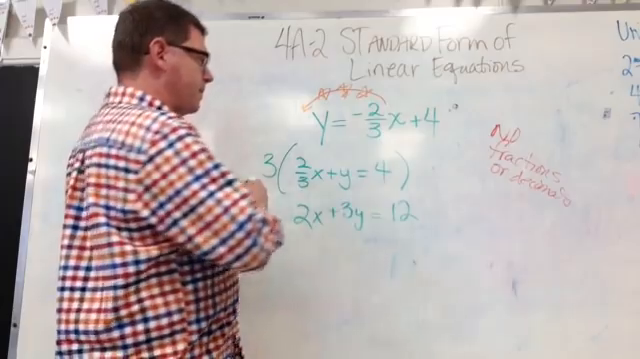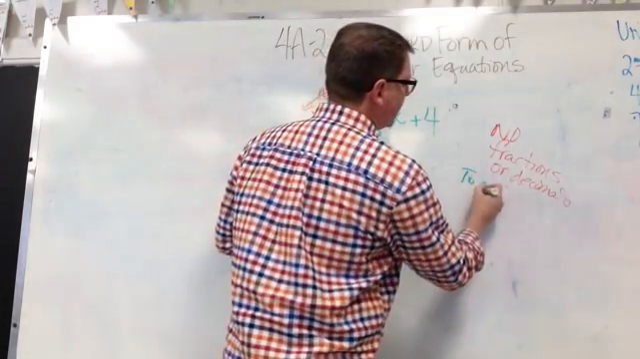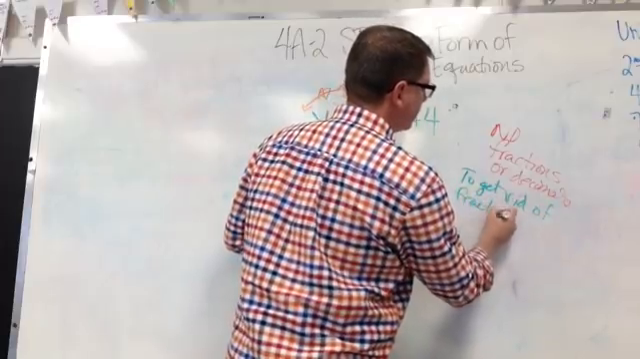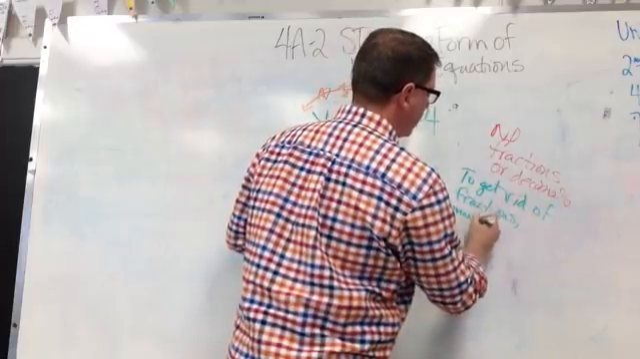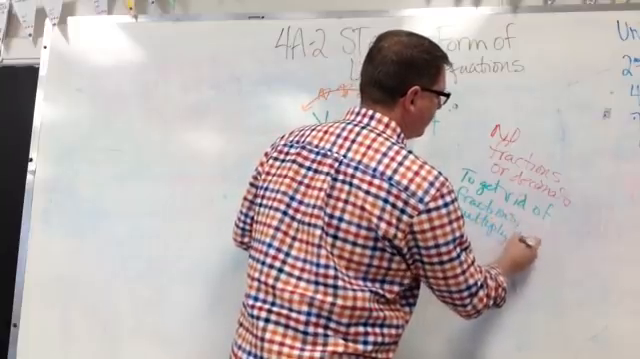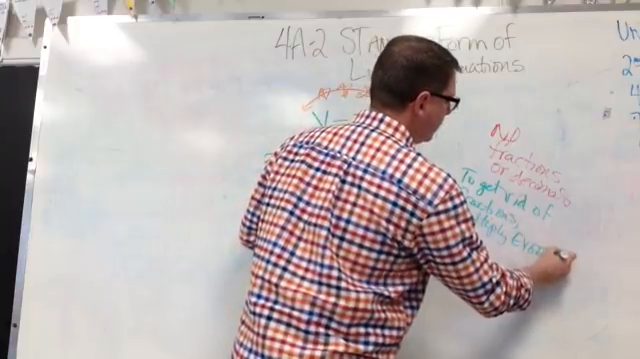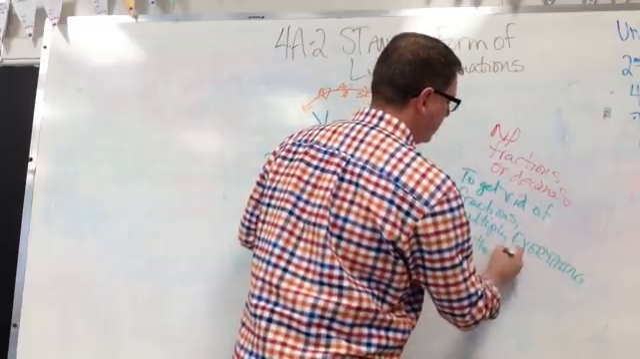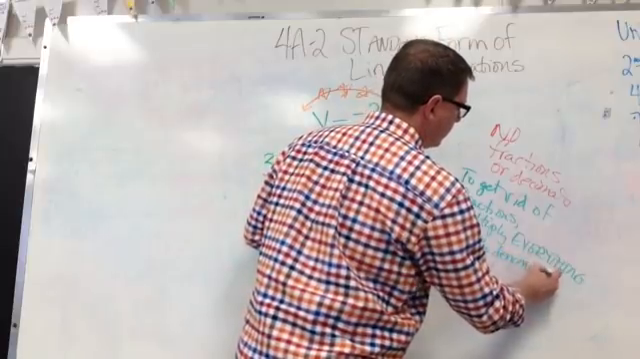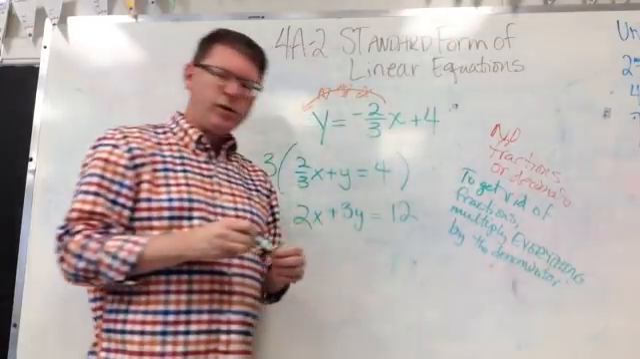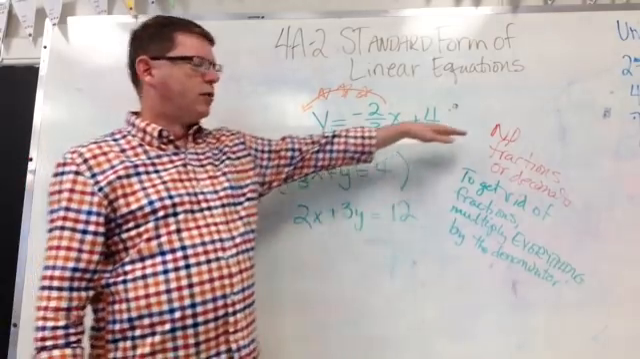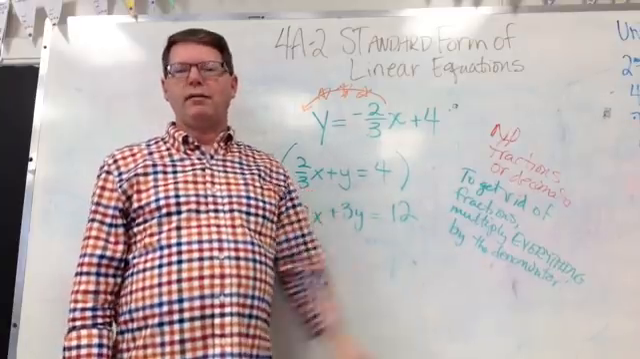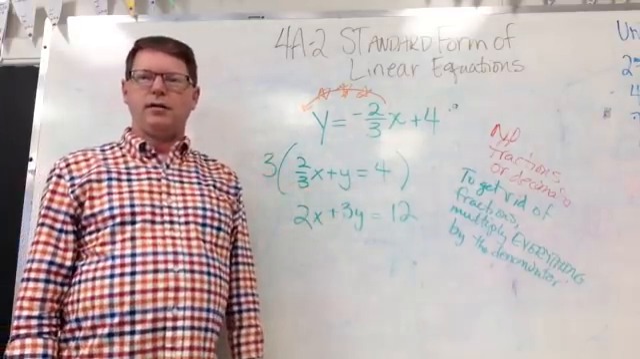So let's write that down. To get rid of fractions, multiply everything, and I mean everything, by the denominator. Okay? Two most important things about dealing with standard form. One, no fractions or decimals in standard form. And if I have a fraction, to get rid of it, multiply everything by the denominator.